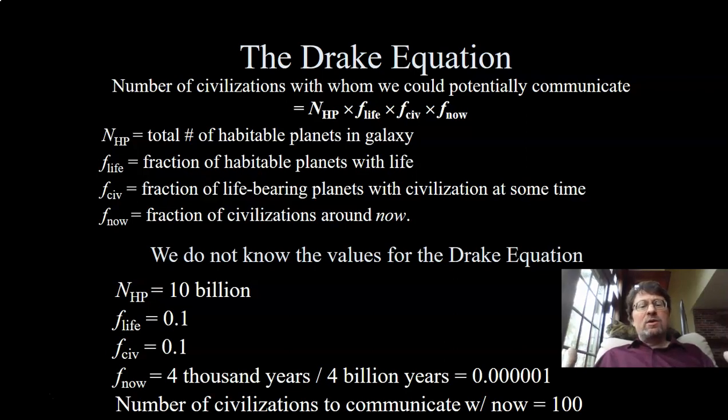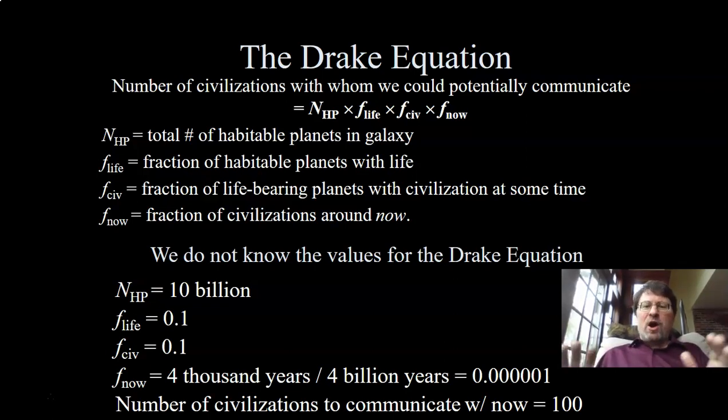And even so, if you take the 100 million planets that have life on them at some point, and you multiply by one millionth, you end up with 100 civilizations right now in the Milky Way galaxy with whom we could potentially communicate. Now, I'm not saying crazy things here. I'm saying things that other astronomers would say to you too.